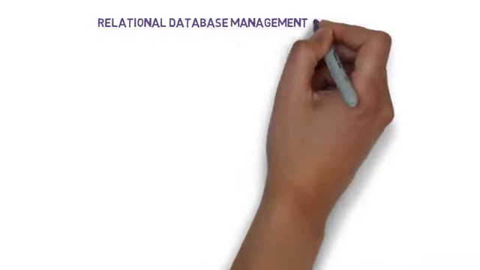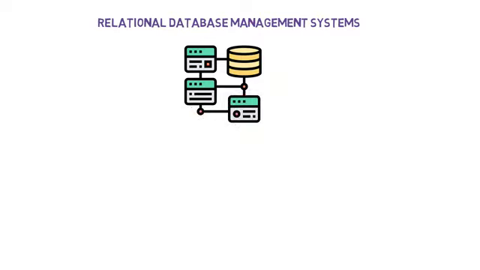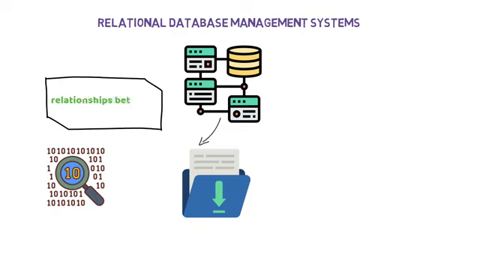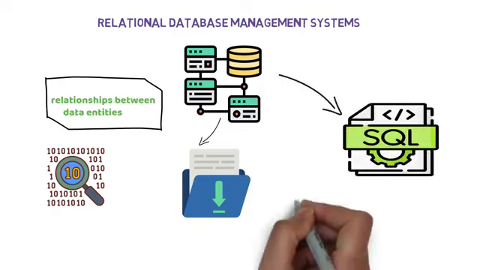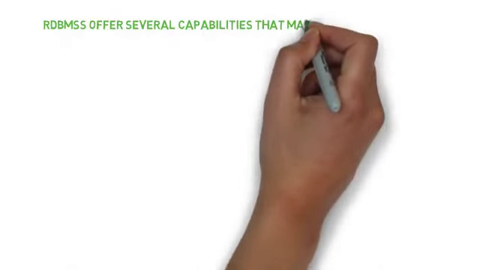Relational database management systems. Relational database management systems are a type of database management system that stores and retrieves data based on relationships between data entities. These use a structured query language, SQL, to manage data. RDBMSs offer several capabilities that make them useful for business intelligence.